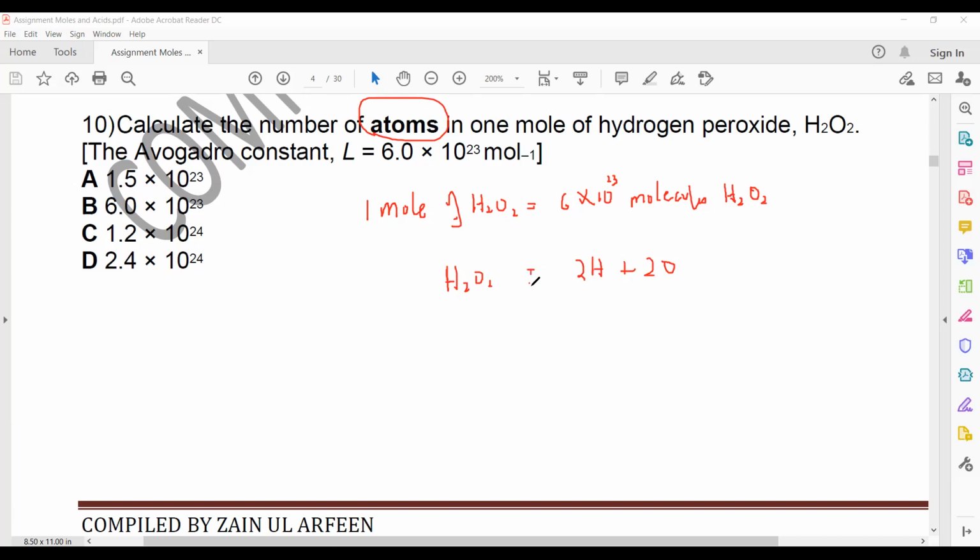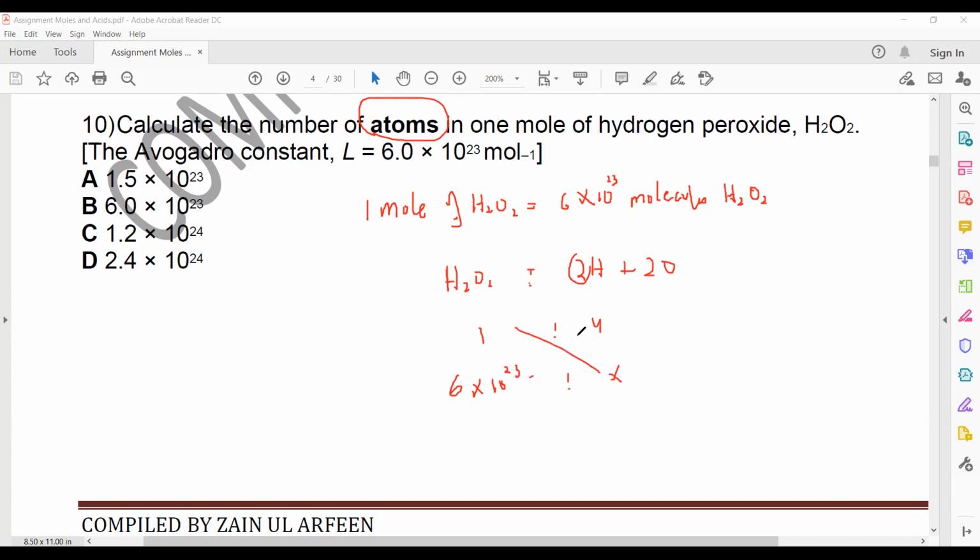So what is the ratio between molecule and atom? 1:4 is the ratio because it has 2 hydrogen and 2 oxygen. So one molecule contains 4 atoms. So if we have 6 × 10^23 molecules, how many atoms will be there?